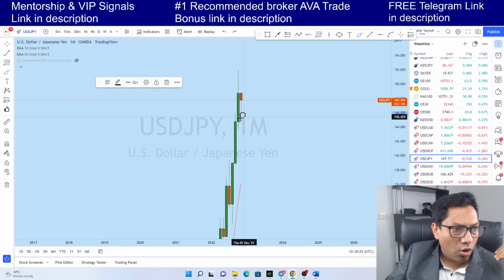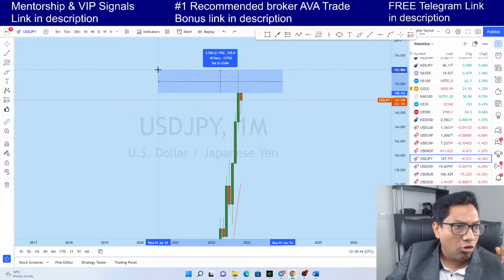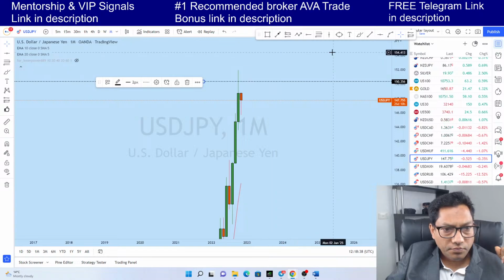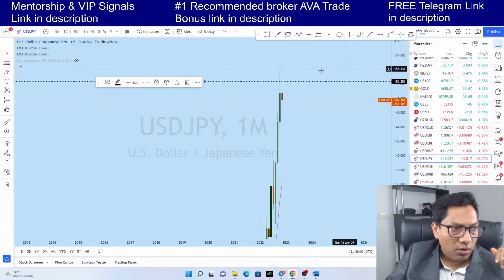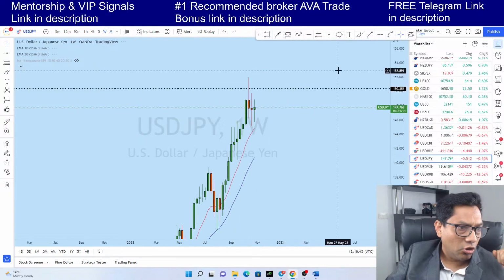Now we see a long wick being created. This is the monthly candle. What I think is that it might go up again to test the upper part of the monthly candle later. So that means that we have a probability for dollar yen to go up as the dollar is getting stronger.